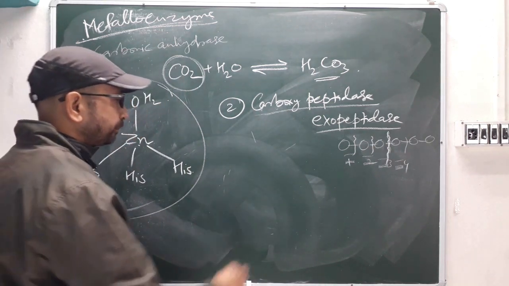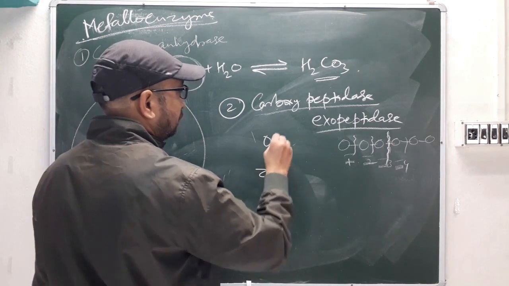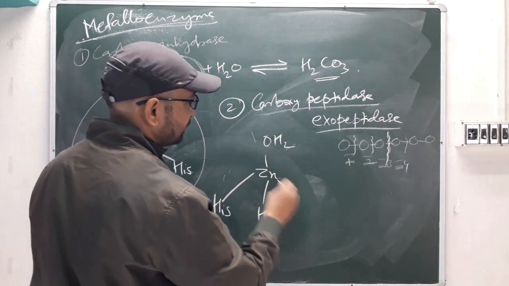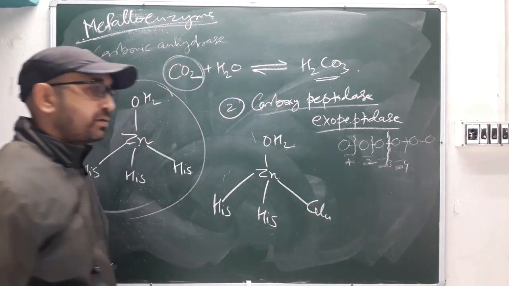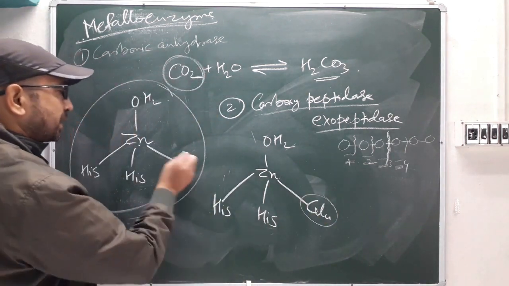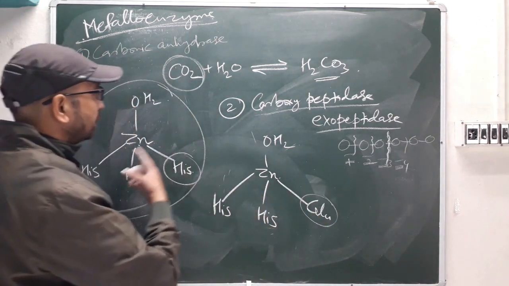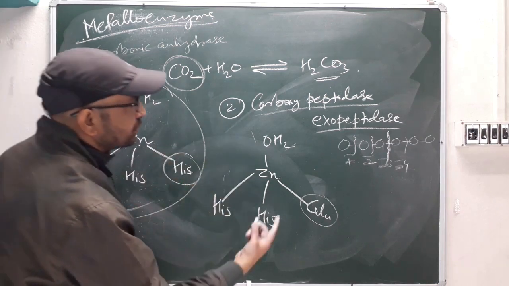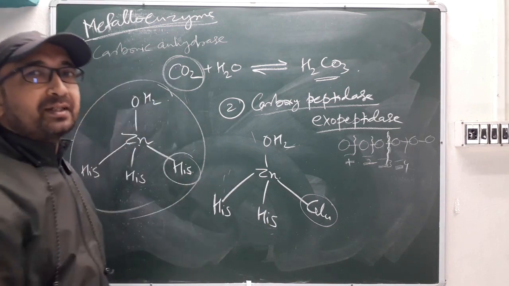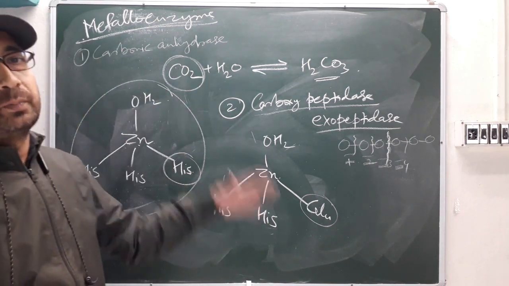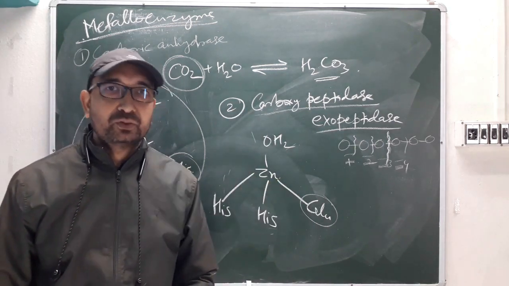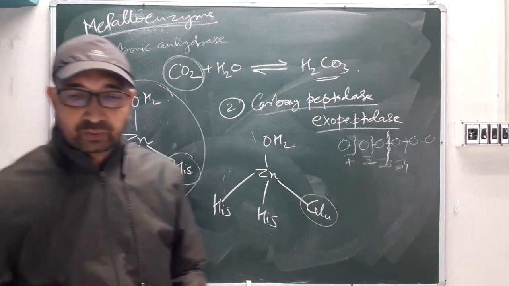So how will it look? It will be zinc OH2. Why have I written them together? Just see the difference: histidine, and here it will be glutamate. One histidine is replaced with glutamate, so your carbonic anhydrase changes to carboxypeptidase. So these are the enzymes. There are many enzymes, so it is better to go for PYQs and solve them. In the PYQs we'll solve for vitamin B12 also. Let me see the PYQs.